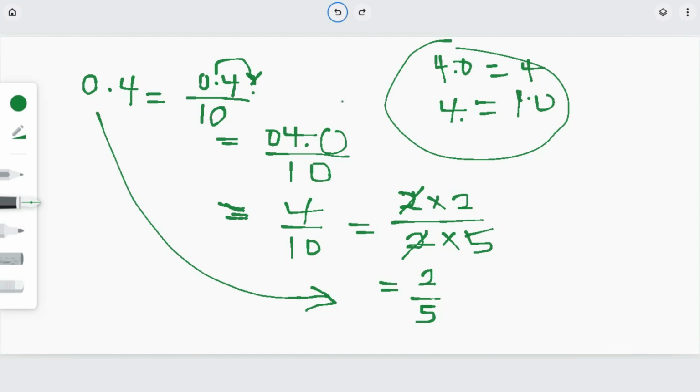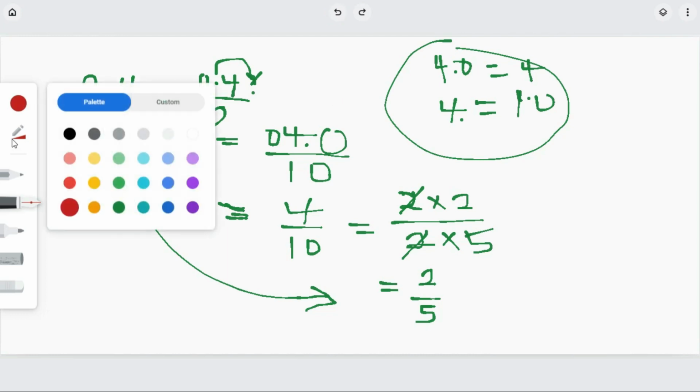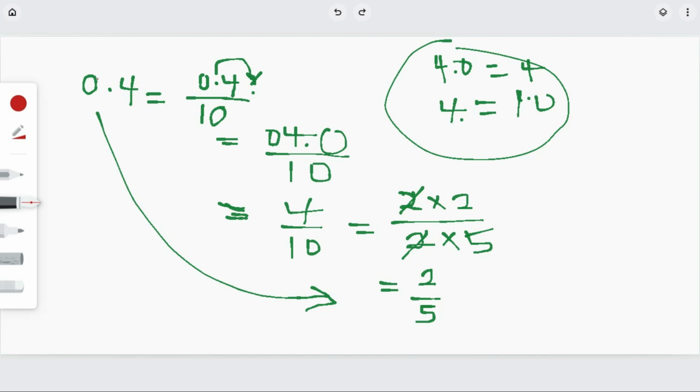So let me explain this to you again so that you can easily understand, because after this I'm going to give you an exercise. We have 0.4. We want to change the decimal to a fraction. So we draw the fraction bar and write 1 on the denominator. We write 0.4 and move the decimal point to the left, because we are changing from decimal to fraction. You understand? We move the decimal point like this, and we get 10 here.